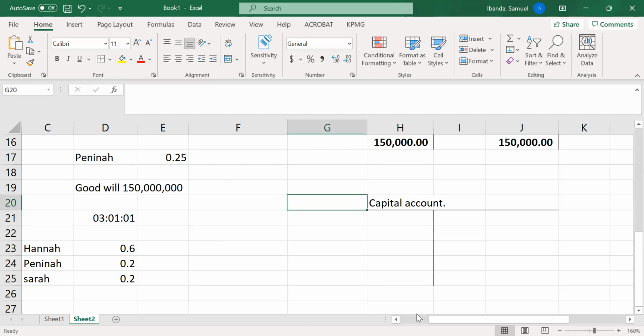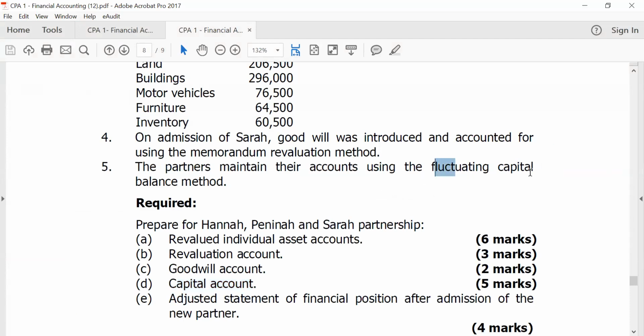Okay. So now, when you're looking at capital, remember, there are now 3 partners, but there were 2, okay? They also asked us to use another term when it comes to capital, which is also good for you to understand. They say that they are using the fluctuating capital balance method. The fluctuating capital balance method.